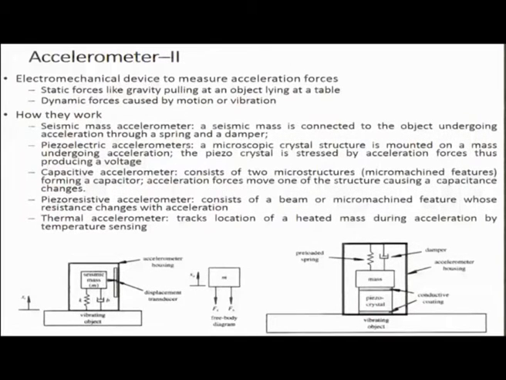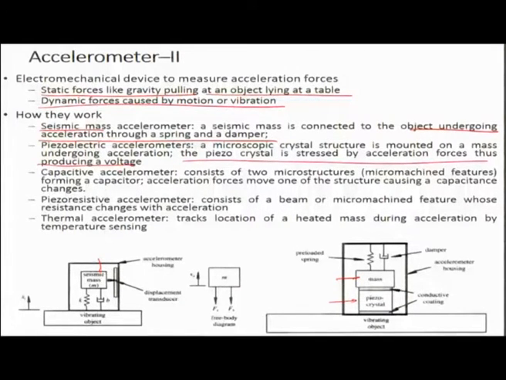There could be other complex forms of accelerometers. Accelerometers could be in electromechanical devices which could measure static forces like gravity pulling at an object lying on a table, or dynamic forces caused by motion or vibration. How they work: in one of the types of accelerometers there is the seismic mass, I think I just mentioned this earlier, connected to an object undergoing acceleration through a spring and damper. In the other, there is a mass which sits on a piezo crystal. The piezo crystal is stressed by acceleration forces and it produces in turn a voltage output.